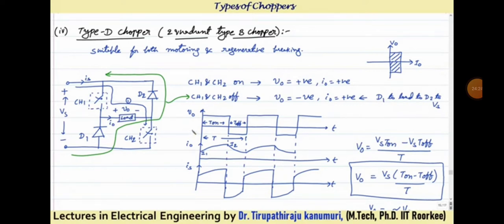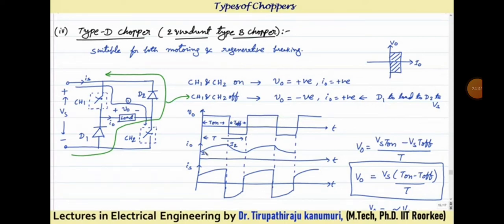So you can see the waveform here, same thing. When the thyristors CH1 and CH2 are turned on, your output voltage is the supply voltage, it is positive. When they are turned off, your output voltage is negative, equal to minus Vs. Again when turned on, it will be plus Vs. Like this it will go.